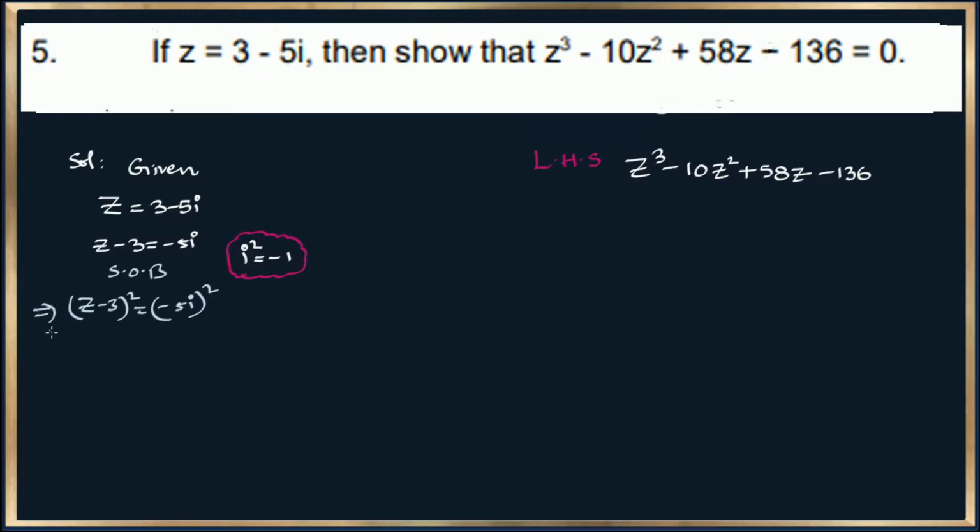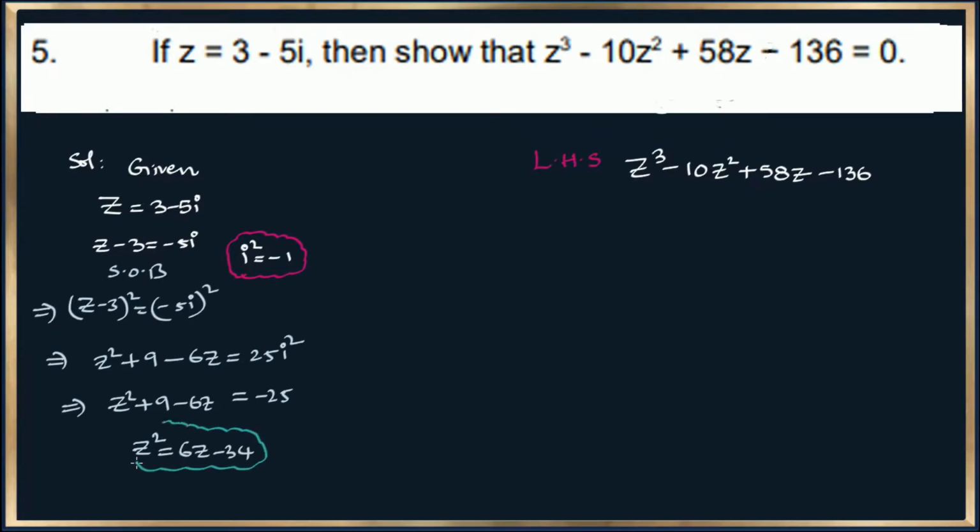So this is in the form of (a minus b) whole square. What is the formula for (a minus b) whole square? a square plus b square minus 2ab. 3 threes are 9, minus 6z, equals minus 5 whole square is plus, 5 fives are 25, i square. But what is the value of i square? That is minus 1. So this becomes minus 25. So z square plus 9 minus 6z. From this, if you make z square the subject, z square becomes plus 6z plus 9 minus 9, minus 9 minus 25 is minus 34. Therefore, we have the value of z square is 6z minus 34.